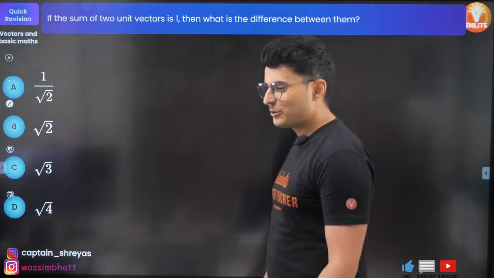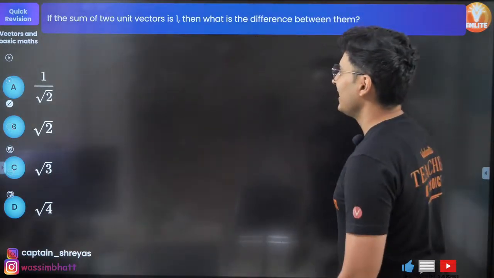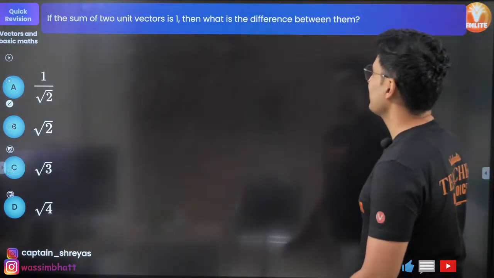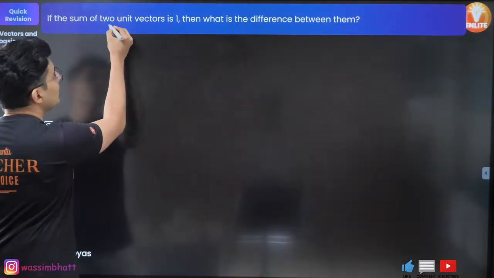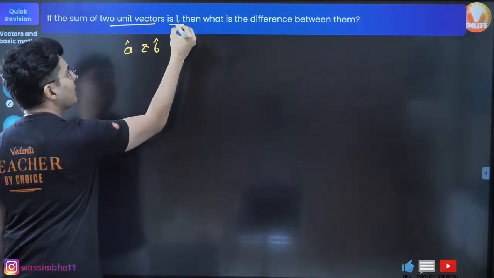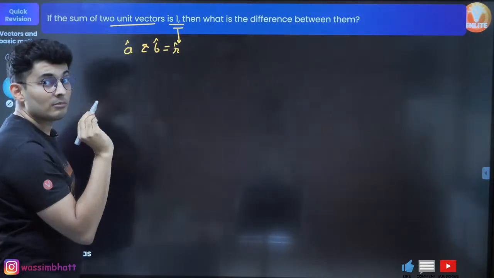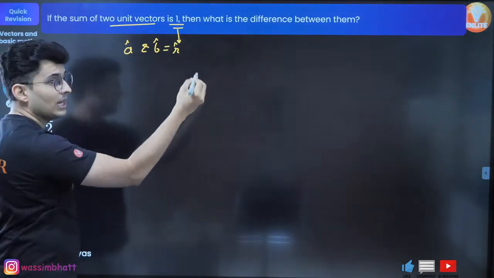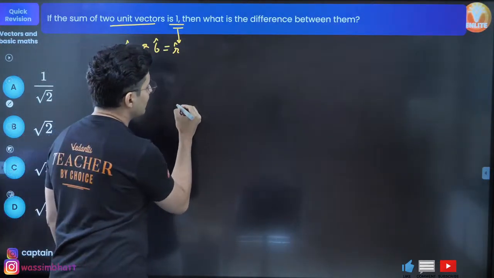It's a big list. Obviously, if you want to get good marks, you need to do all these things, na? Right. The sum of two unit vectors is 1, then what is the difference between them? It's very simple. I'll tell you what you should do. See, two unit vectors, that means A cap and let's say B cap, sum is 1. That means the resultant is also a unit vector. Interesting. All are of the same magnitude. So that means it will look something like this.